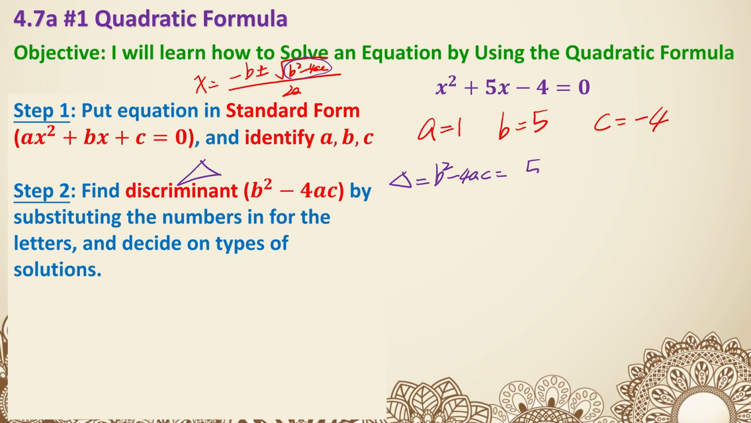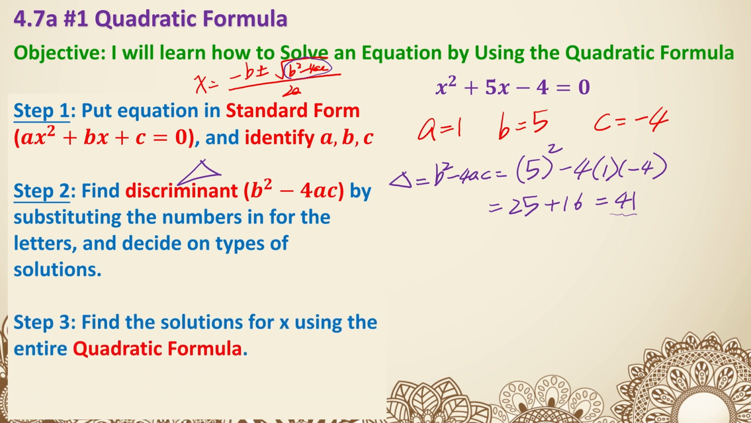My b is a 5, squared, and it's a good habit to put it inside parentheses because sometimes we may square a negative number, and that's when it's more important to keep it inside parentheses. Minus 4 times my a, which is a 1, times my c, which is a negative 4. I'm going to get a 25. Negative 4 times 1 is negative 4, times negative 4 is a positive 16. It's a 41. Again, this number, we're going to use in the next lesson to understand how we can use it to identify what type of answers we may get.